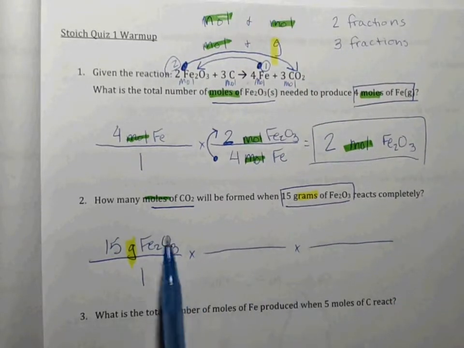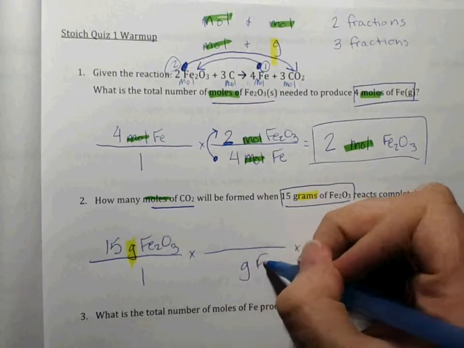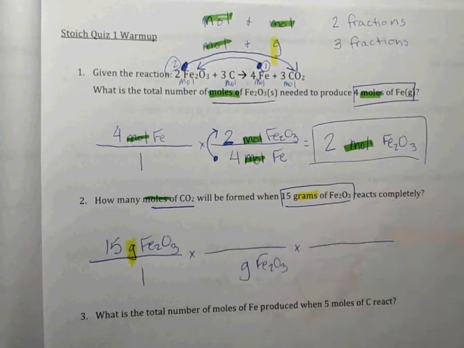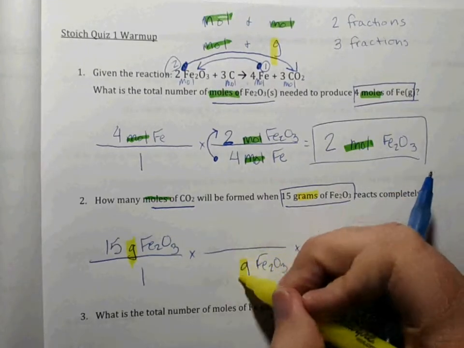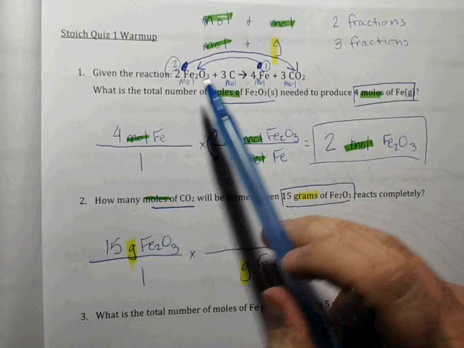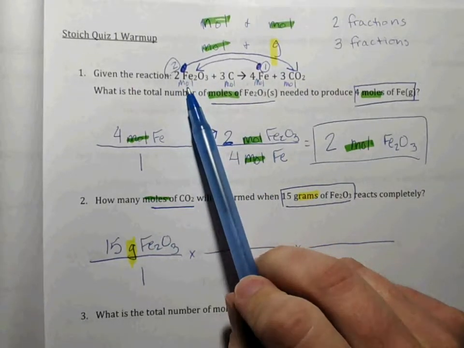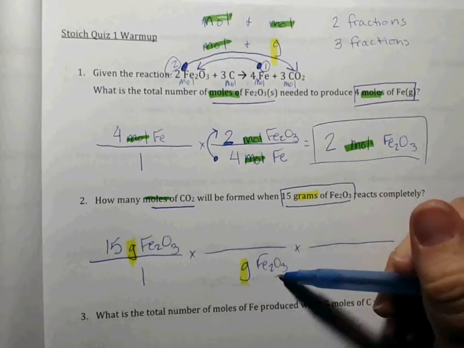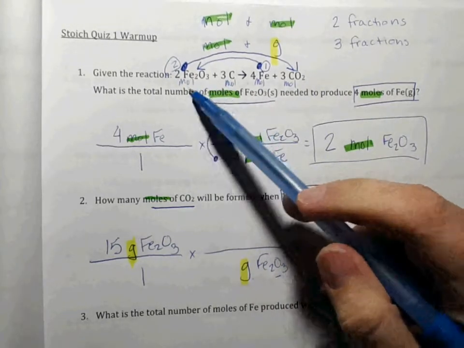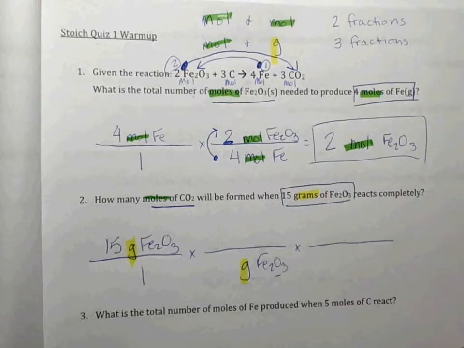To continue from here, I know that what goes up must come down, so grams of Fe2O3 will move to the bottom of my next fraction. At this point, I cannot get on the bridge yet. Recall that the bridge is always showing me a number of moles. Right now I have grams of Fe2O3. I can't get on the bridge until I have moles of Fe2O3. So I cannot use the bridge yet.